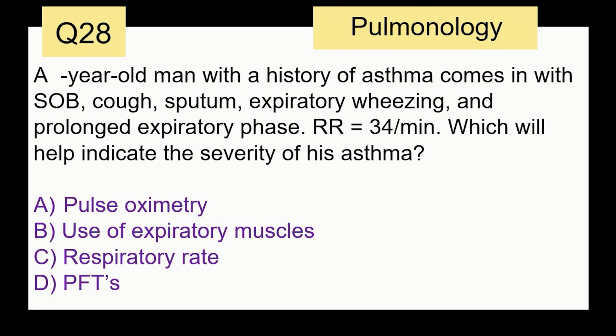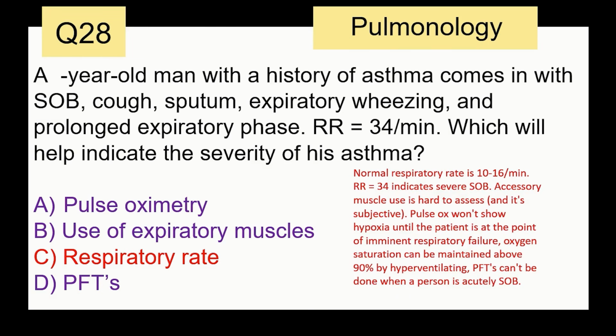With a history of asthma comes in with shortness of breath, cough, sputum, expiratory wheezing, and prolonged expiratory phase. Respiratory rate is 34, which will help indicate the severity of his asthma. And the answer is the respiratory rate. Such a high respiratory rate. Imagine breathing at 34 times a minute. That is a clear sign, clear evidence that the person is about to decompensate. Now, you may have picked use of expiratory muscles, but the answer is that expiratory muscle use is a little bit subjective. It's not as good of an indication as respiratory rate. You can take a look at that over here.